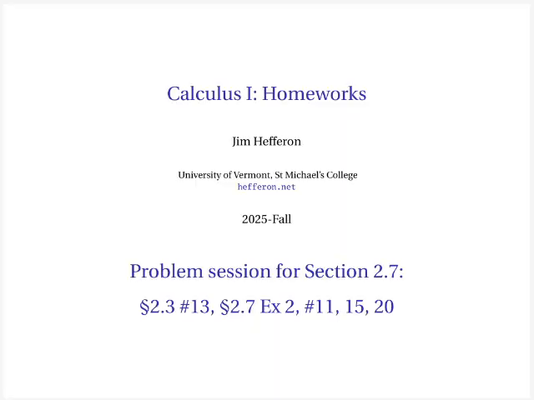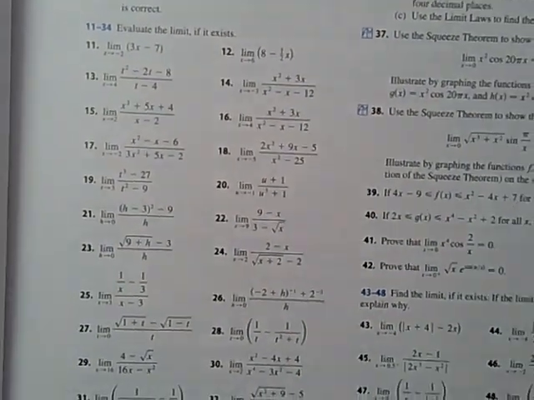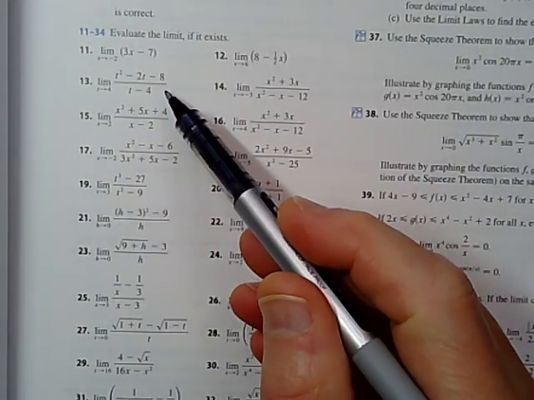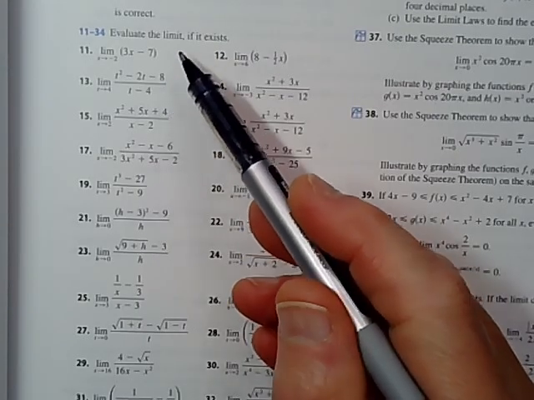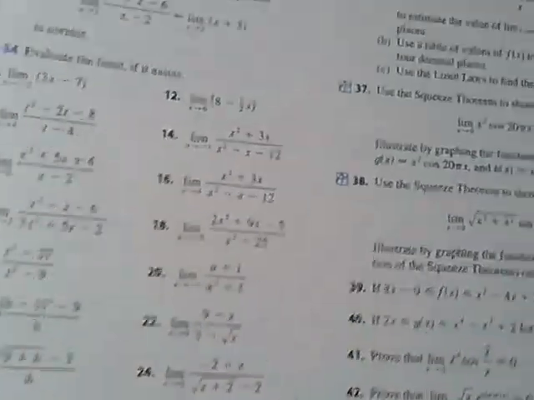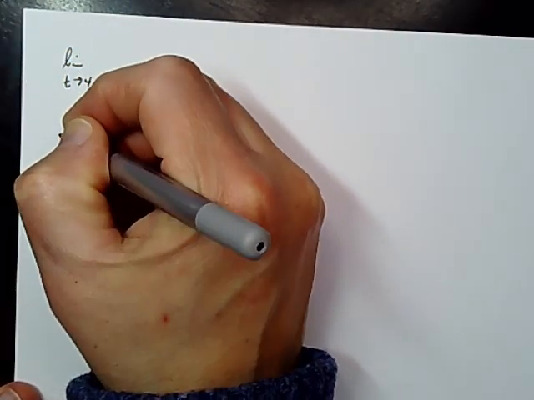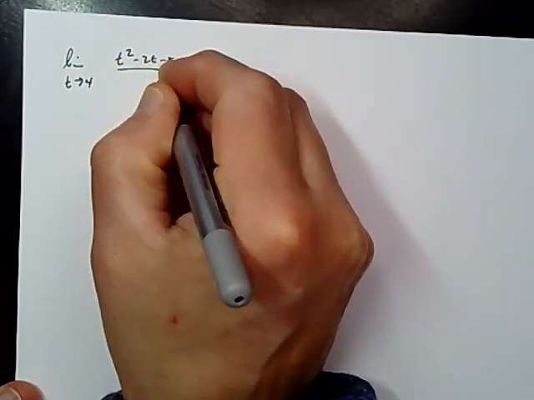Then I've got to bring up the doc cam, and the first one is section 2.3, number 13. Again, this is the Stewart Calculus book, just to give credit for the folks whose work I'm showing. Here we go. The limit as t goes to 4 of t squared minus 2t minus 8 over t minus 4, and it says evaluate the limit.